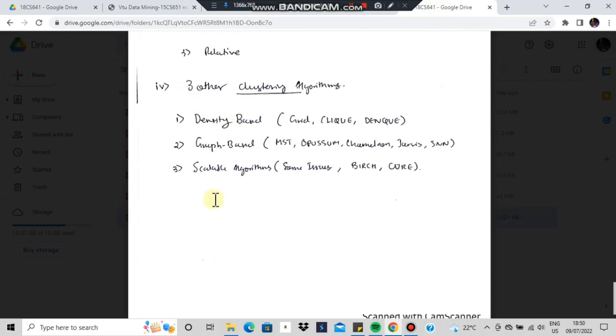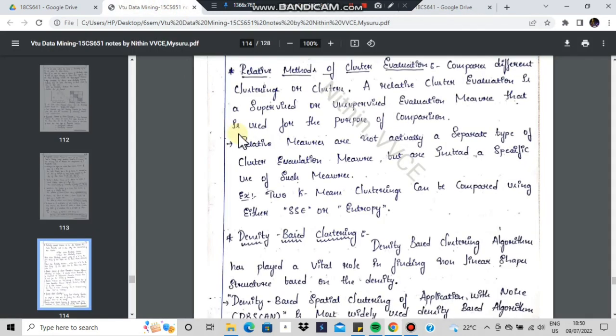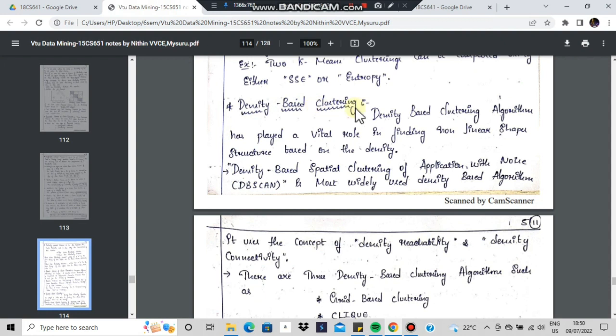Moving on to the last chapter, we have three topics: density based, graph based, and scalable. Let's see what is the important things in this and what you need to keep in mind. So the first one is the density based clustering. Density based clustering classifies based on the density. It's obvious from the name itself, right? So the most widely used is DBSCAN, we have already discussed.